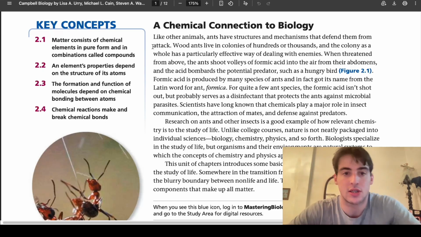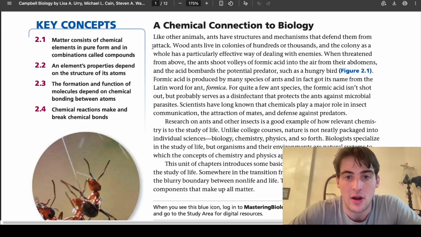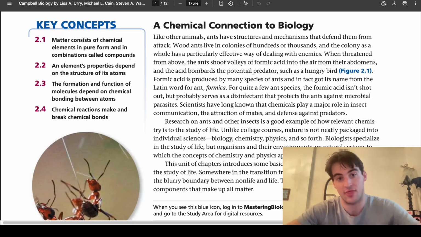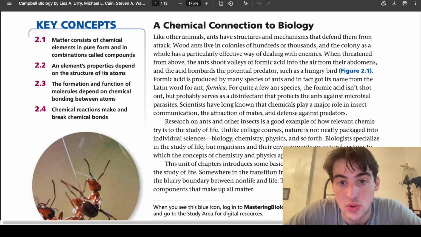A chemical connection to biology. Like other animals, ants have structures and mechanisms that defend them from attack. Wood ants live in colonies of hundreds or thousands, and the colony as a whole has a particularly effective way of dealing with enemies. When threatened from above, the ants shoot volleys of formic acid into the air from their abdomens, and the acid bombards the potential predator, such as a hungry bird.